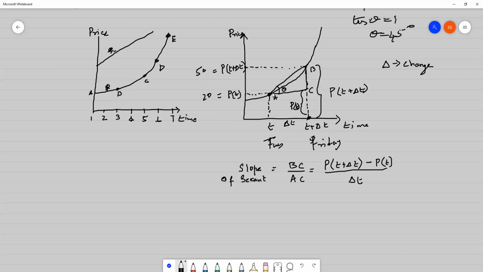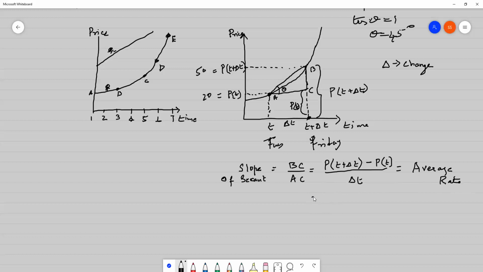On this day, what is the increase? We are not finding what is the increase on that day. Instead, we are finding what is the increase over a span of 2 days. So we call this the average rate.